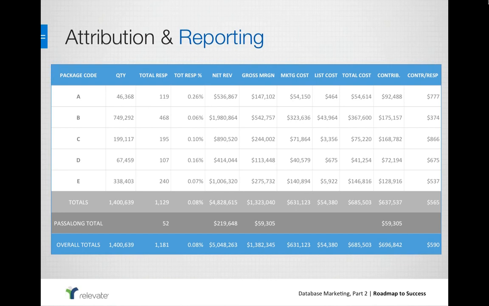In this example, they generated an additional $219,000 in net revenue and an additional $59,000 in margin and contribution. Because there are no additional costs tied to these pass-along response records, the margin and contribution remain the same. One thing to note is for purposes of this example, the pass-along calculations were not broken out by each of the 5 packages, but in a real-world example report, they would be. The overall campaign now has generated an additional $25 per response and contribution, going up to $590 from $565.